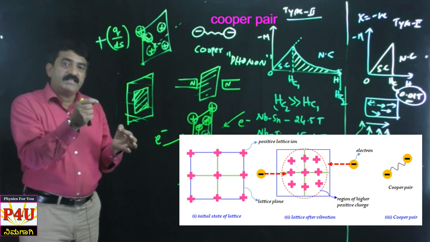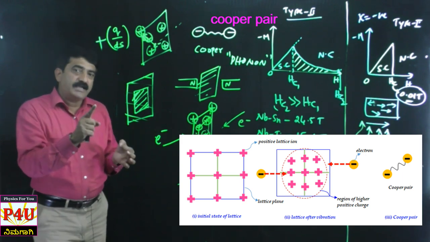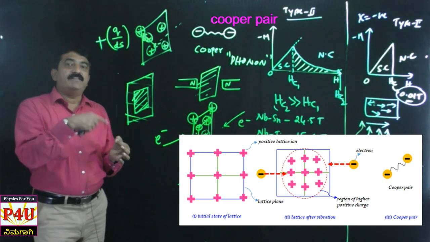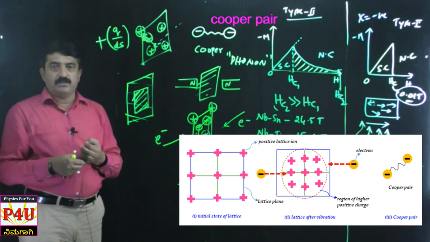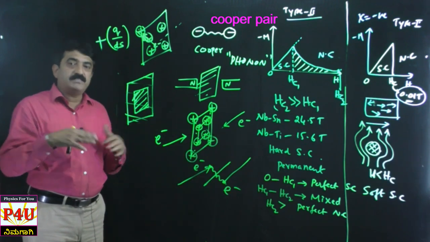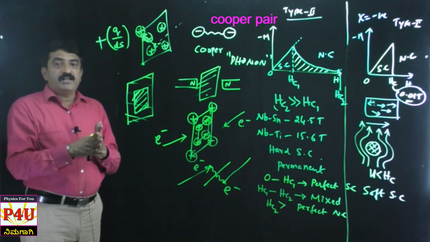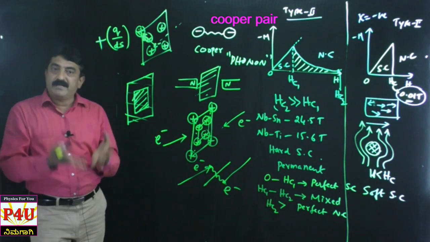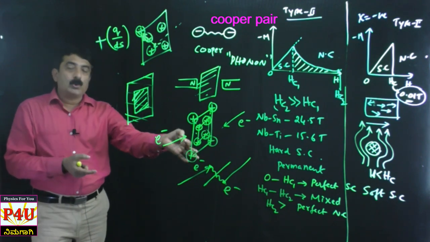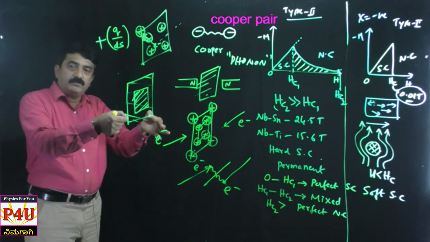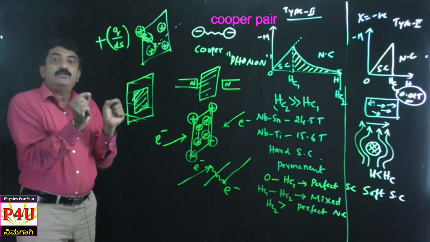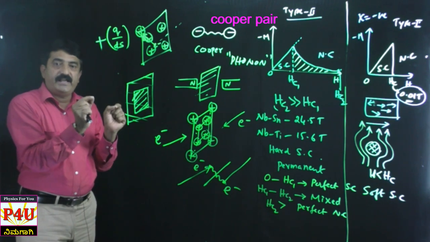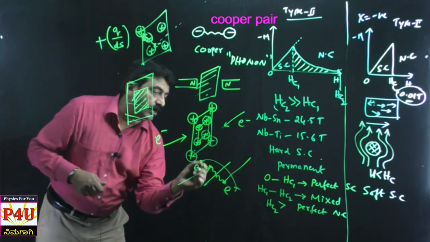Okay, always remember, when there is attraction, energy is less. When there is repulsion, energy is more. This is what you studied even in electrostatics. Higher potential energy means repulsion, lower potential energy or negative potential energy means attraction. Here also the same happens: the two electrons have given energy to the lattice, so they are just staying there together. So this is now called a Cooper pair.